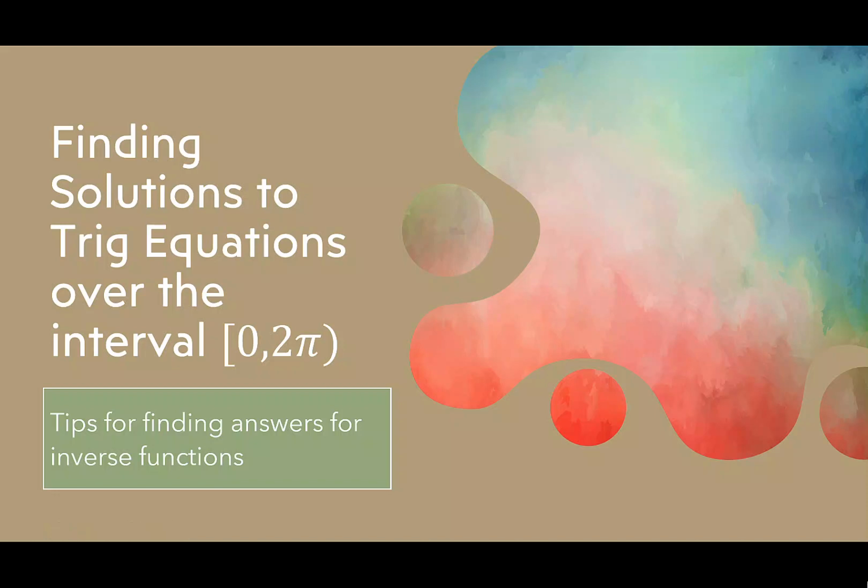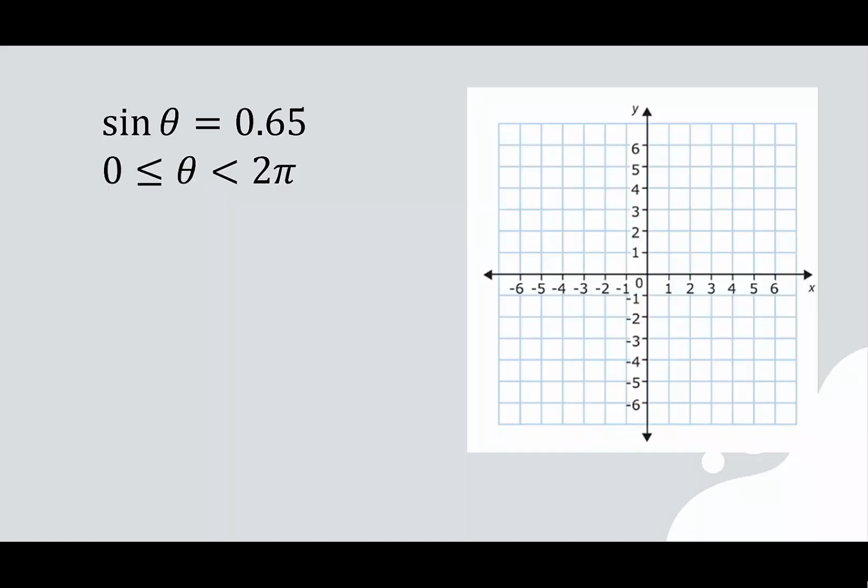Hi everybody, today we're going to look at finding solutions to trig equations over the interval 0 to 2 pi, and what I really want to do is give you some tips for finding the answers of inverse functions. Our first problem says sine theta is 0.65 and we're going to solve over 0 to 2 pi. So we know if sine theta is 0.65, then sine inverse of 0.65 is going to be theta.